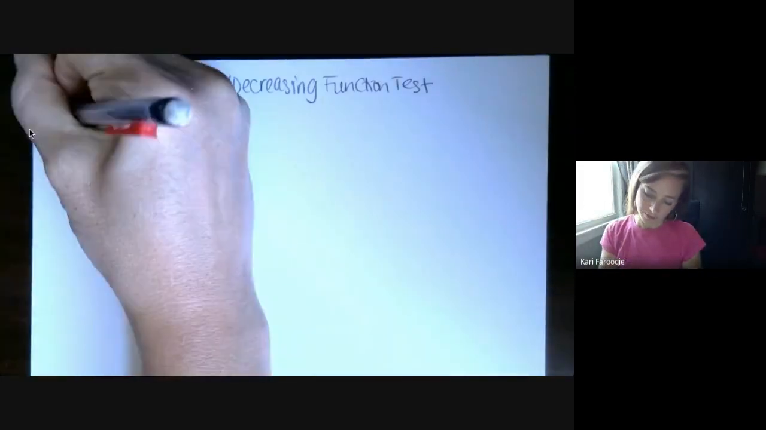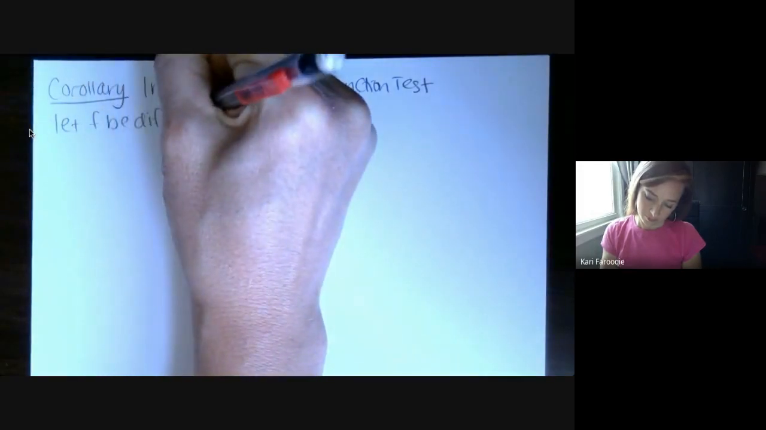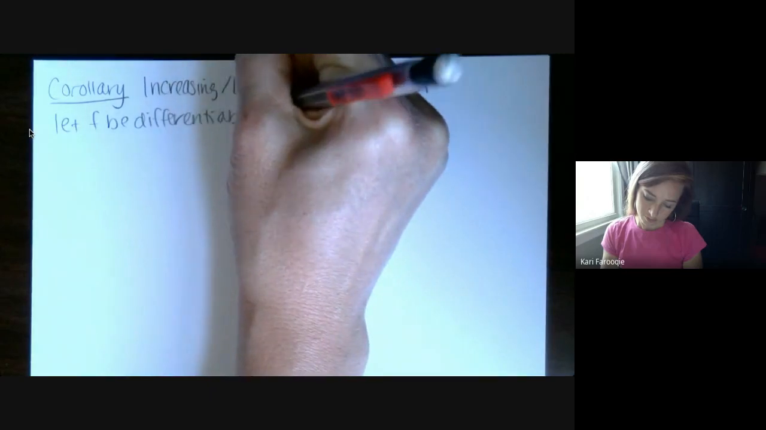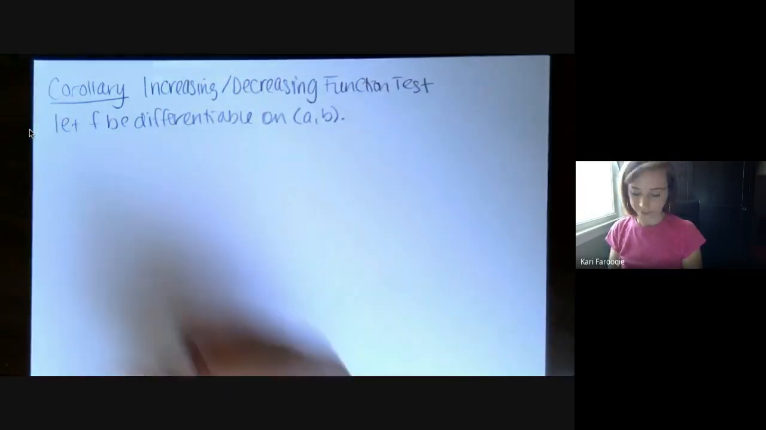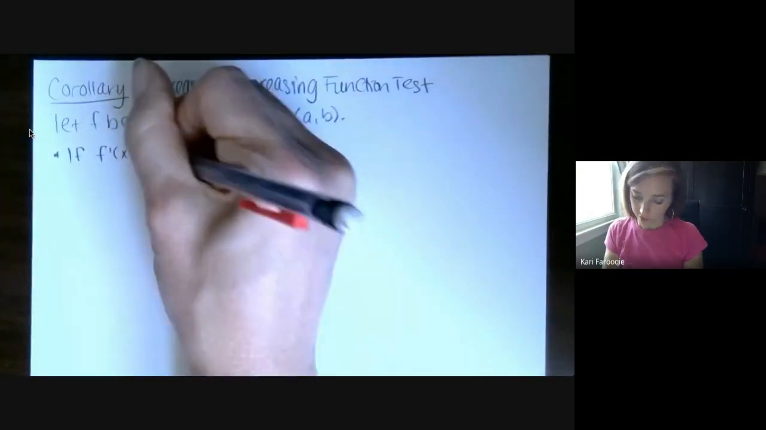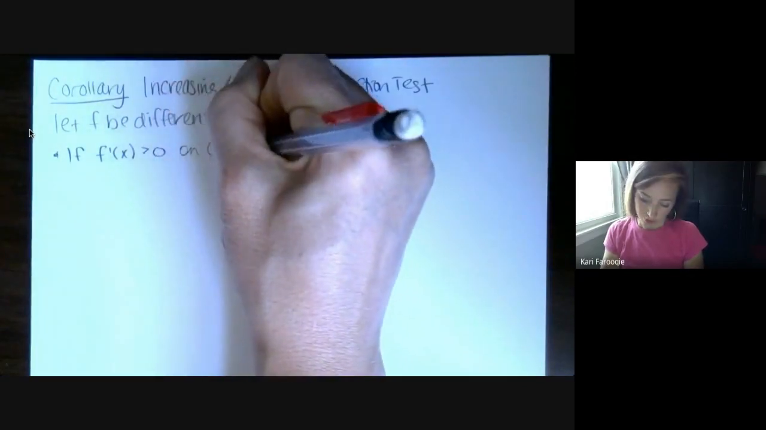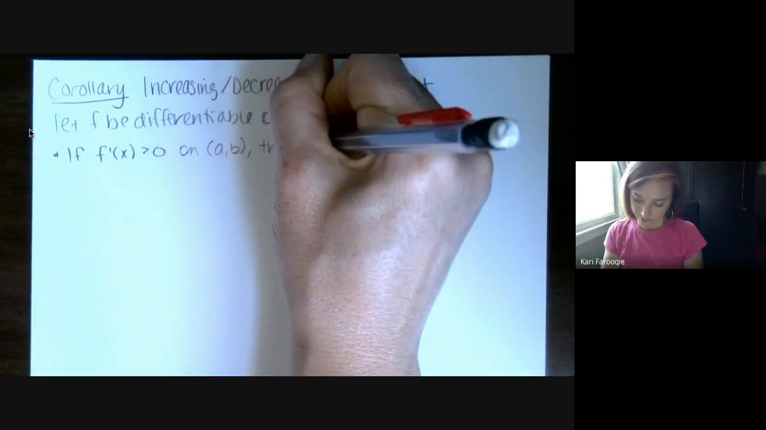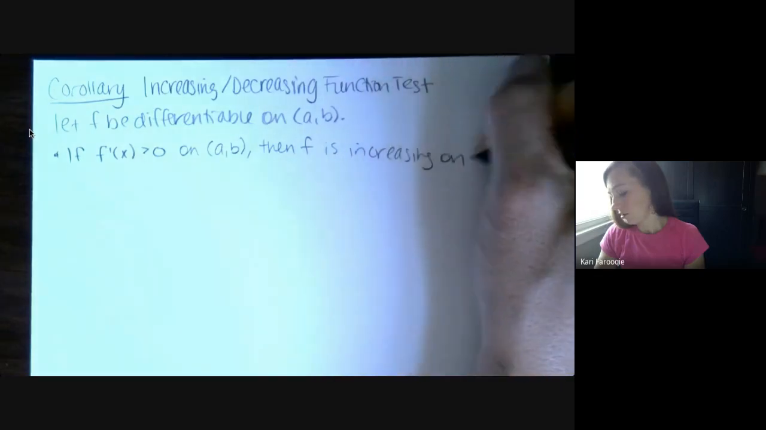Let f be differentiable on the open interval from a to b. If f prime of x is greater than 0 on the open interval from a to b, then f is increasing on the interval.